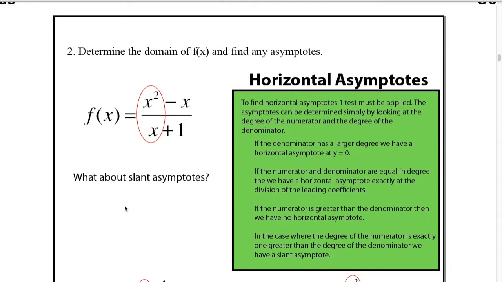We're discussing asymptotes in this particular tutorial. We're really going to look at several different types. The first type is going to be horizontal, then we'll look at vertical, and then one called a slanted asymptote.